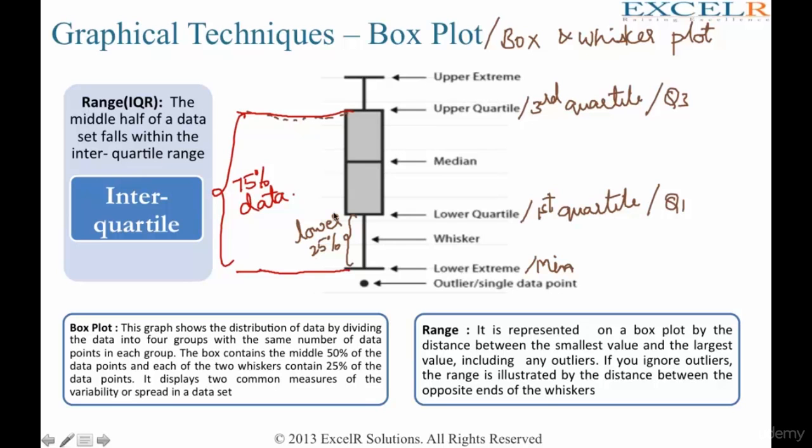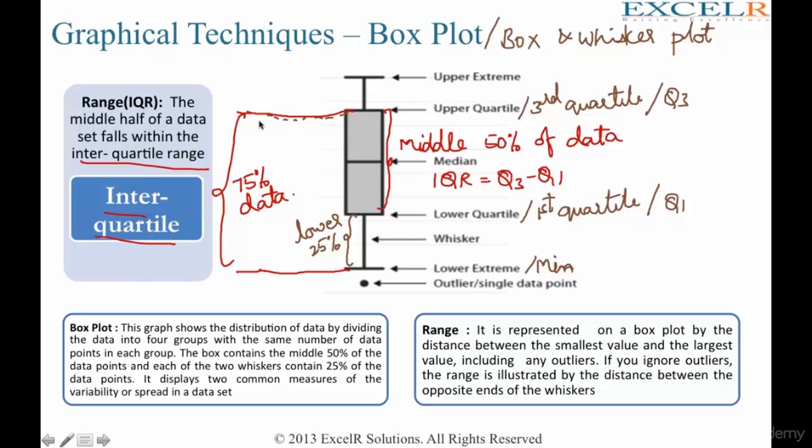What does that mean? That means that this box here would contain the middle 50% of data. And this box is called the interquartile range, or IQR, which is given using Q3 minus Q1. If you have 75% of data until Q3, it would be 75% minus Q1, which has 25%. So 75 minus 25% would be 50%.